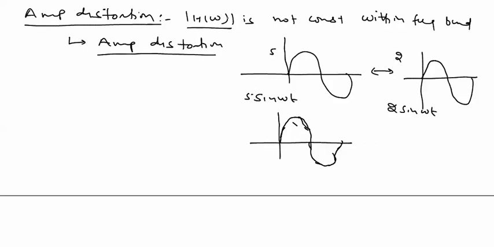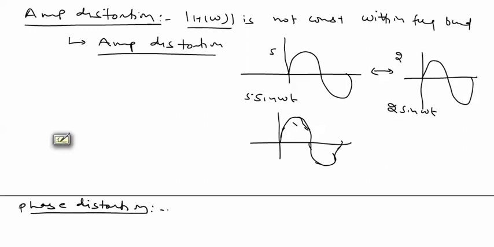And for phase distortion, to avoid phase distortion, the phase is linear with frequency. Otherwise the output has a different waveform than the input signal because of different delay of different frequency components. If different delay is provided to different frequency components, it produces phase distortion.